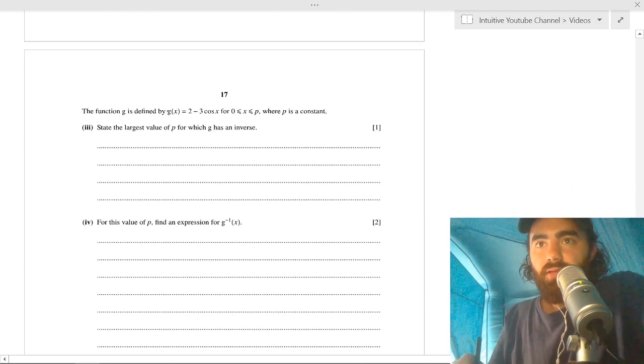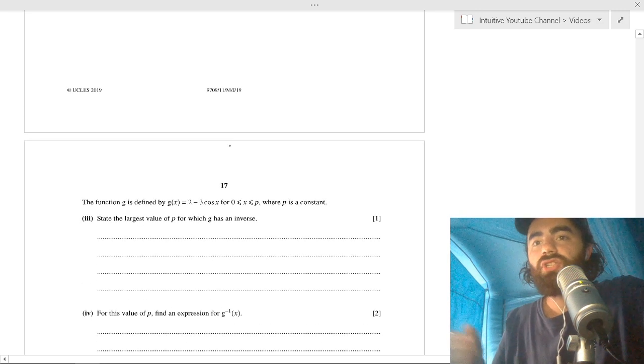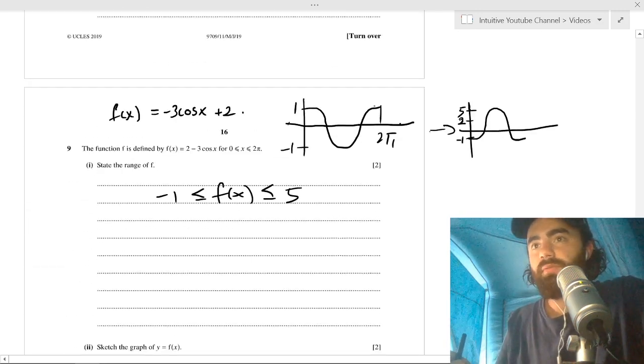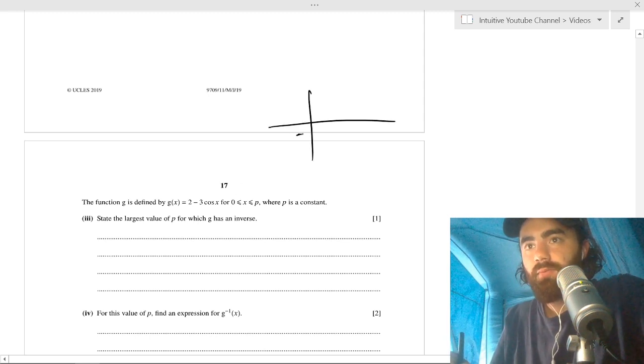The function g of x, yep. State the largest value for p for which g has an inverse. Well, remember, g of x is just the same as f of x. But g has an inverse. If we look at this graph, -1, 5.